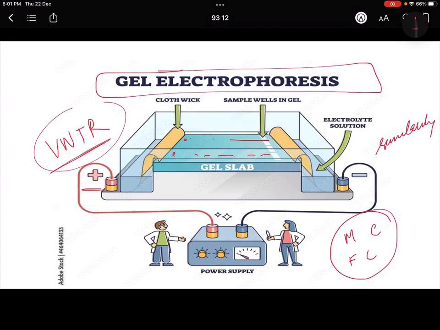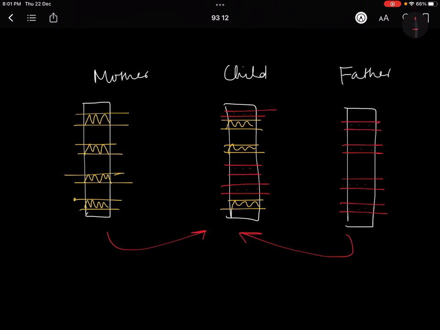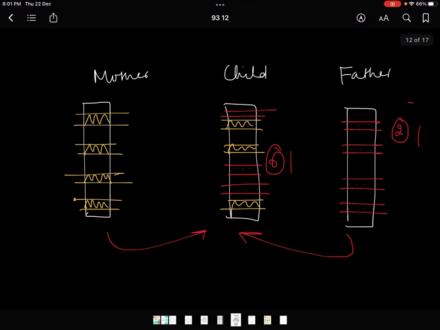That means there is some similarity in their movement, because variable number tandem repeats move. For example, the father has 2 repeats and the child has 6 repeats. So 6 repeats will take time to move, whereas the 2 will reach quickly because it's a shorter sequence; 6 is a longer sequence. So with that you can understand that maybe he is not the father, because the child has a way longer sequence than the father.